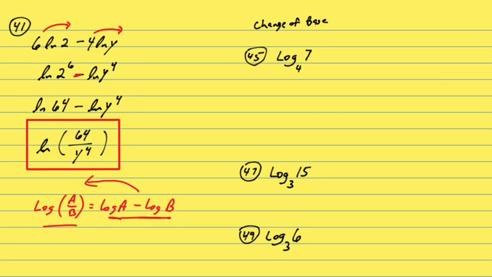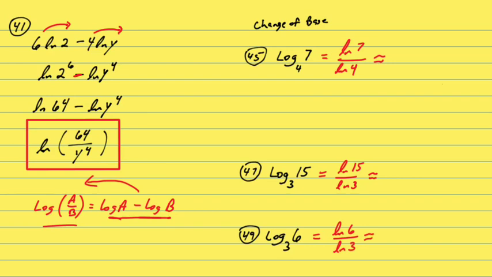In 45 and 47 and so forth, these are change of base. If I need to do a change of base, I would do the natural log of the argument divided by the natural log of the base and get a value. Same thing here. Natural log of the argument divided by natural log of the base. Same thing, natural log of the argument divided by natural log of the base.